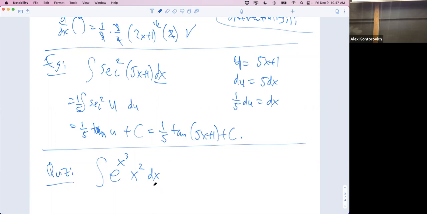What are you guys using for your u? X cubed. X cubed is a good choice. Okay, then what are you going to do with the x cubed if you use x squared? You mean e to the x, the u. So we're going to try u is equal to x squared. Okay, if u is equal to x squared, go on.